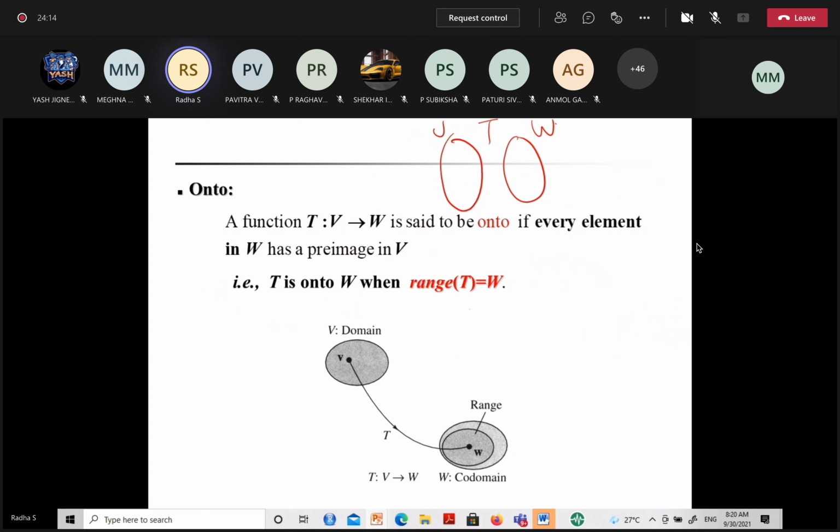On to, you should know the very basic definition. What is the meaning of onto? When range is equal to codomain. Yes, you said correctly. Can you please repeat? When range is equal to codomain. That is, every element in the codomain has a pre-image. Right? Every element in the codomain has a pre-image.